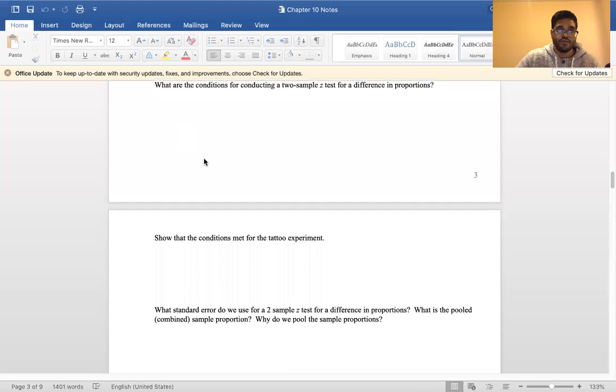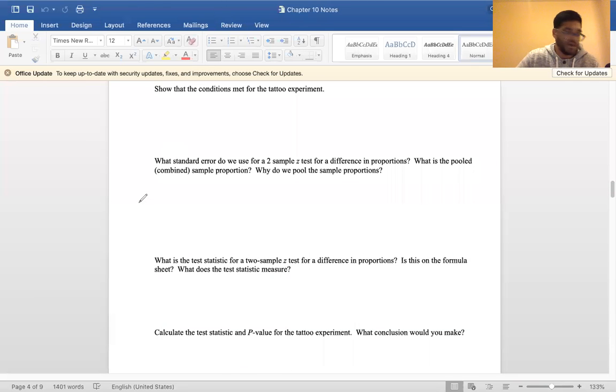What's the standard error that we use? We've already talked about it. So we have SE of P hat 1 minus P hat 2 is equal to the square root of P hat 1 times Q hat 1 over N1, again the standard deviations added together, plus P hat 2 times Q hat 2 over N2.